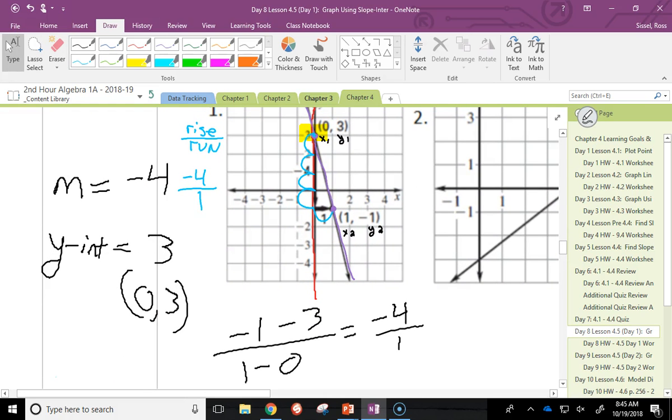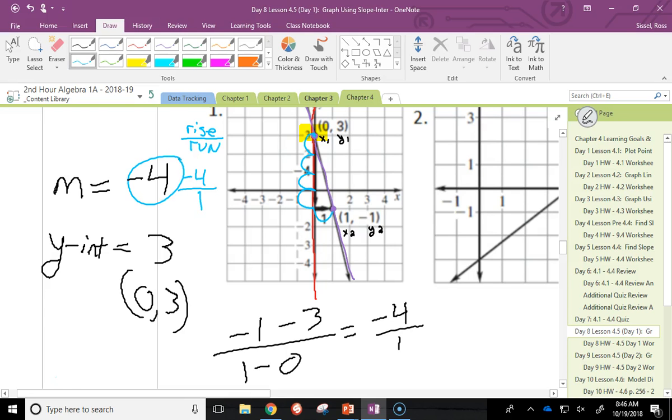It just stayed as -4. So if you have a graph, instead of doing the subtraction with your coordinate points, you can find 2 points on your line that cross at easy coordinates, whole numbers, no fractions, no decimals, and then just count it.